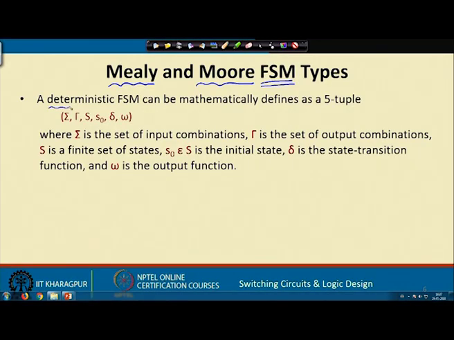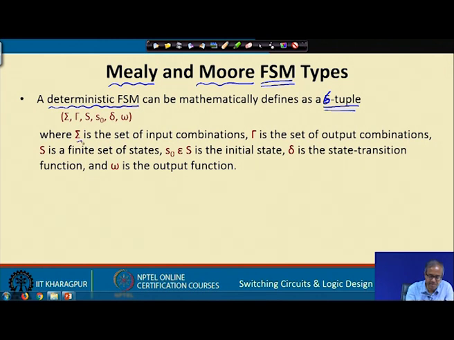It is specified in this way. Deterministic finite state machine, this is deterministic because whenever you are applying some inputs, the output is deterministically determined, there is no ambiguity. It is mathematically determined as a 5 tuple: sigma, gamma, S, S0, delta and omega. What do these 6 things mean? This is actually a 6 tuple, not a 5 tuple.